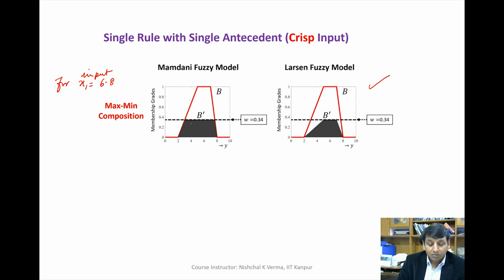In the Mamdani model, we use the weight or the firing strength of the rule to truncate the fuzzy set B. But here in the Larsen fuzzy model, we use the weight or the firing strength of the rule to scale down the output fuzzy set B. So we have scaled down the fuzzy set, and the corresponding membership function you can see here, similarly shown by B dash. So we can clearly see the difference here.